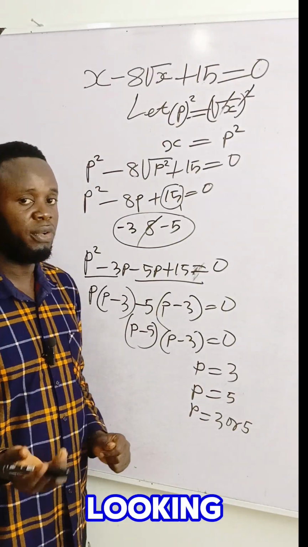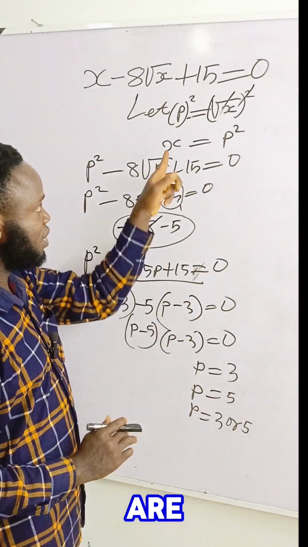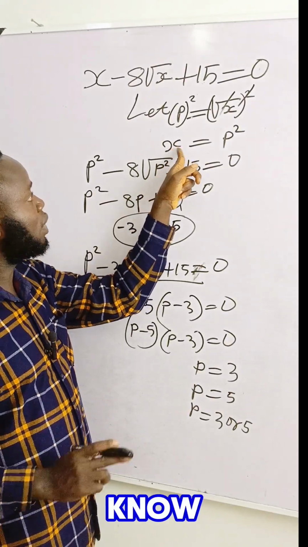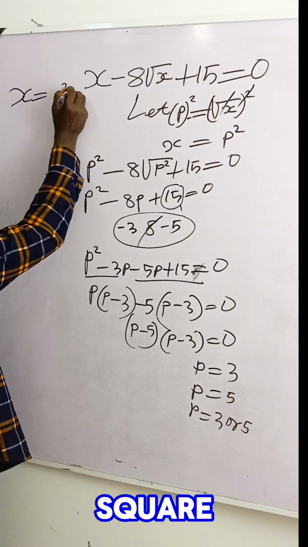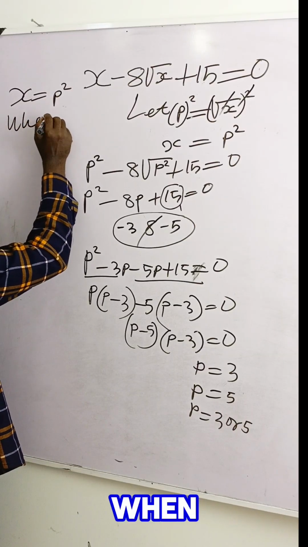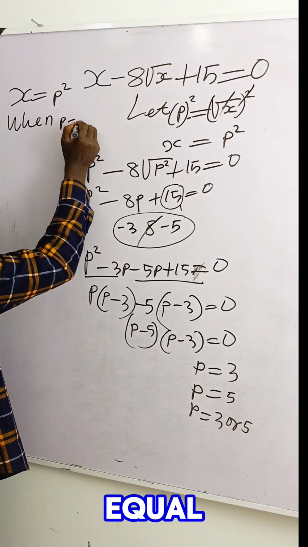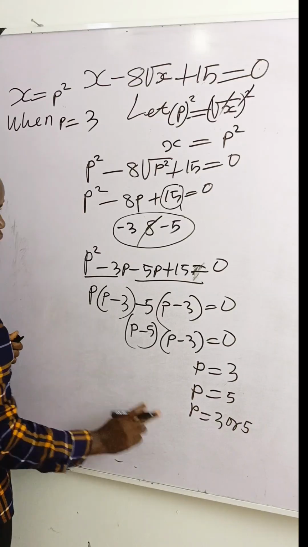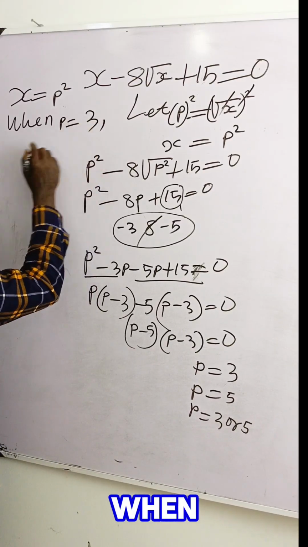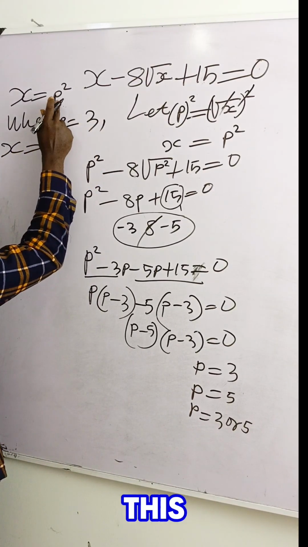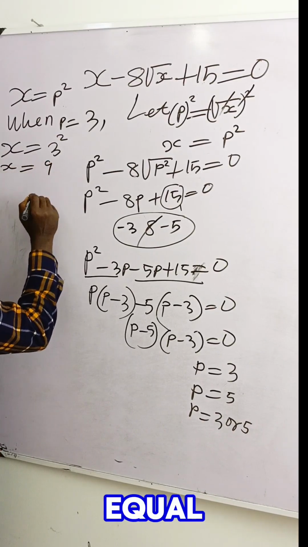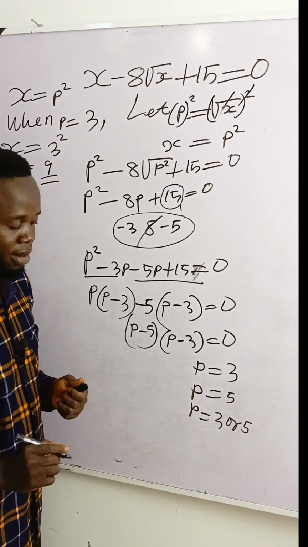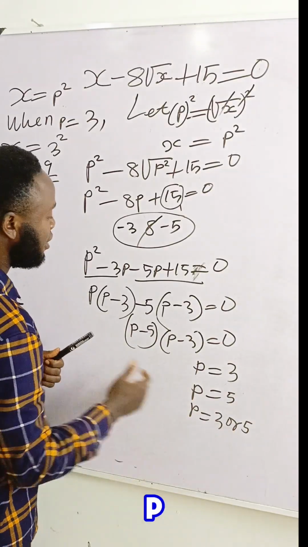But remember that we are not looking for the value of p in actual sense. We are looking for the value of x. But we already know that our x is equal to p squared. Then when our p is equal to 3 from this place, our x is equal to 3 squared. And 3 squared means 3 times 3, which is equal to what? 9.